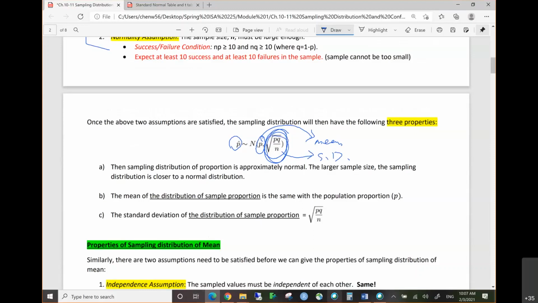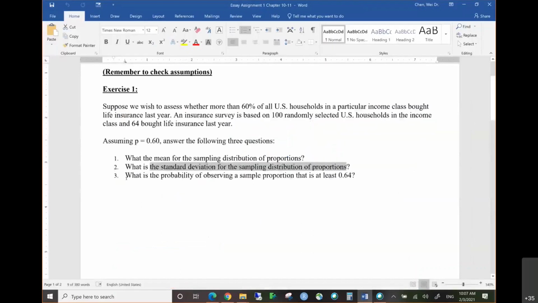Okay, and then the next question. What is the probability of observing a sample proportion that is at least 0.64? At least 0.64. Is it the probability to the left or to the right? Anyone? To the right, right? At least 0.64 means larger than 0.64, so you are looking for the probability to the right.